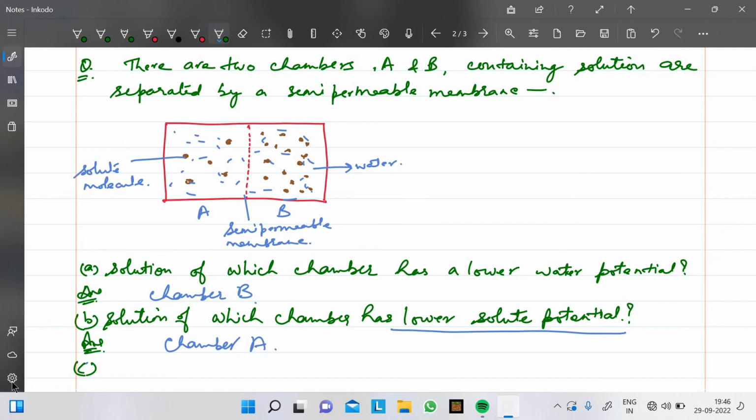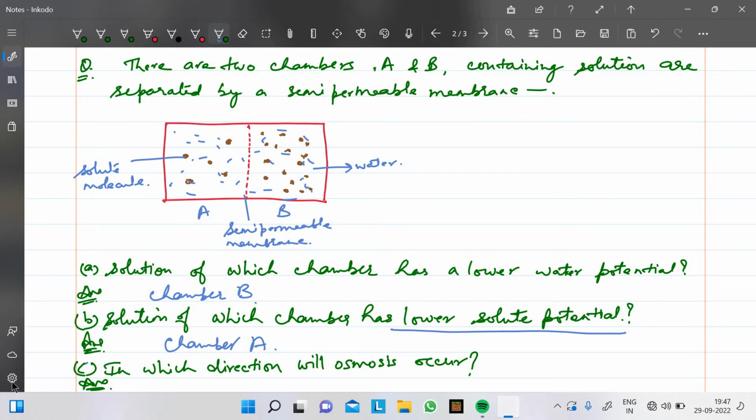This question you will find in your NCERT book also. In which direction will osmosis occur? Okay, then answer is, what is osmosis? Movement or diffusion of water molecules from its higher concentration towards the lower concentration through a semi-permeable membrane.